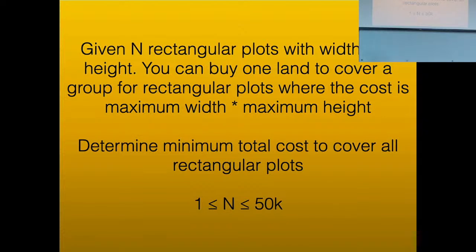If there's a plot of land which is strictly smaller than the other plot, it can be ignored. You can keep only a sequence of plots that are decreasing in width and increasing in height. And it's always optimal to cover a subarray of those. And then it's n squared, right? It's not enough.